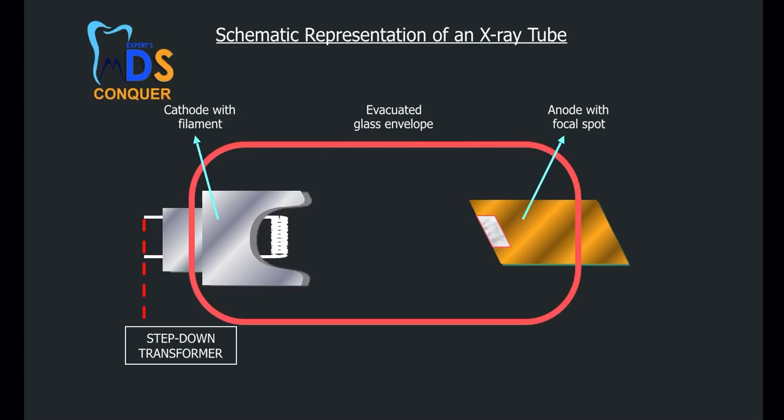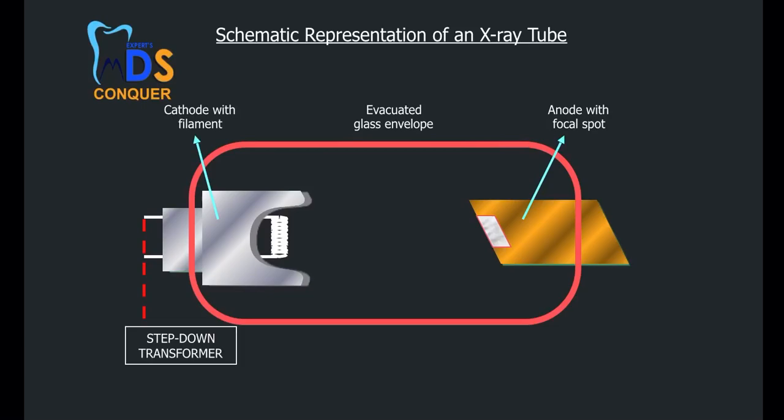As you can see in the picture, the cathode has a coil-like structure, white in color in this particular diagram. That one is made up of tungsten. It is called the filament and it is made up of tungsten. The cathode consists of a molybdenum focusing cup and a tungsten filament. The tungsten filament is about 2 mm in diameter and less than or equal to 1 centimeter in length.